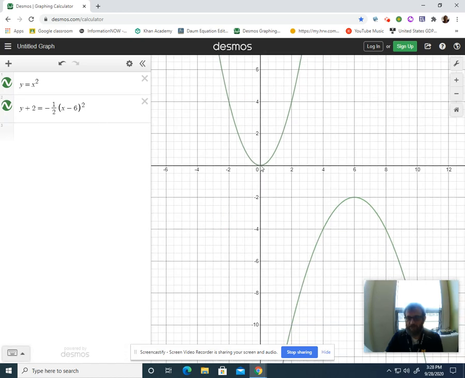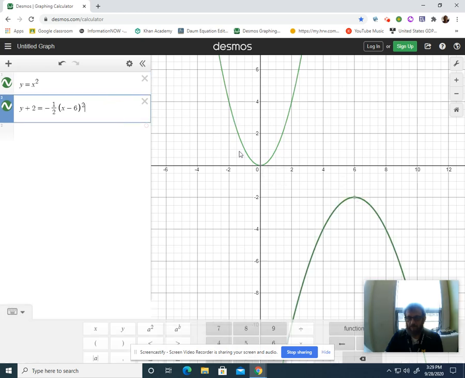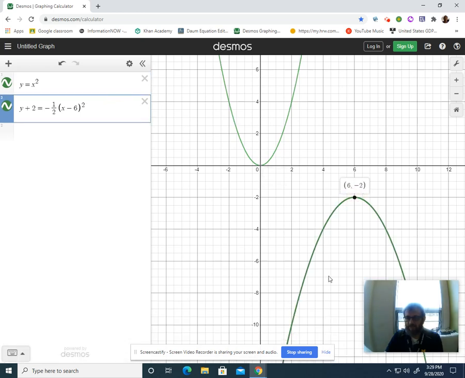My vertex originally was 0, 0. It's now 6, negative 2. It's flipped over, and it is a little wider because I did the 1/2. Totally.